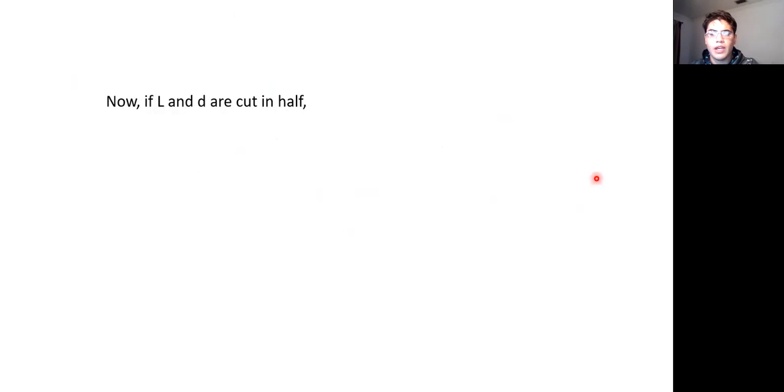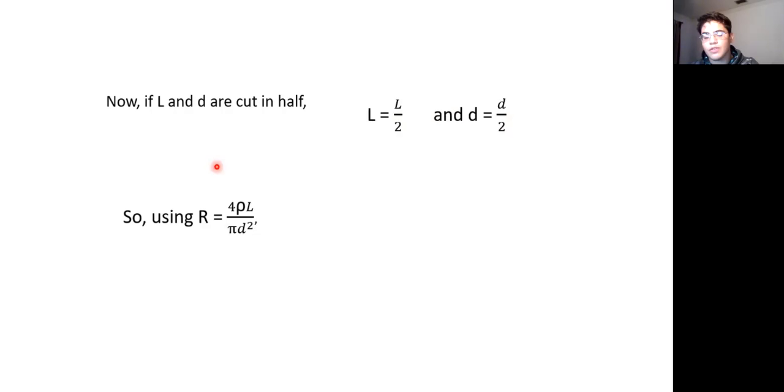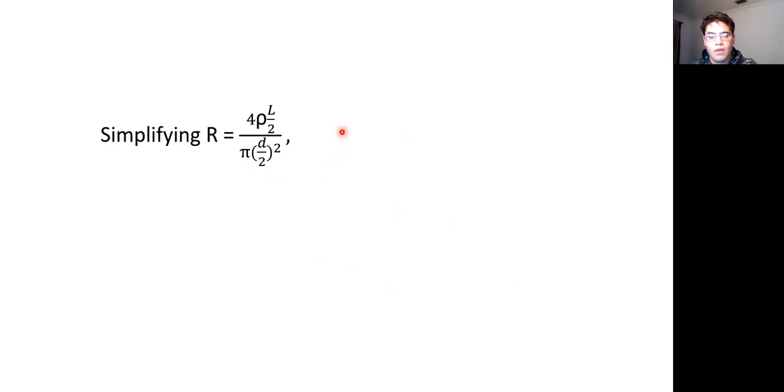So if the length and diameter are cut in half, we're going to have the length equal to L over 2, and the diameter equal to the diameter over 2. If we still use this formula to find the resistance, and we just input our new values for the length and diameter, we're going to get this equation. This is not so nice to look at, so we're going to simplify it.